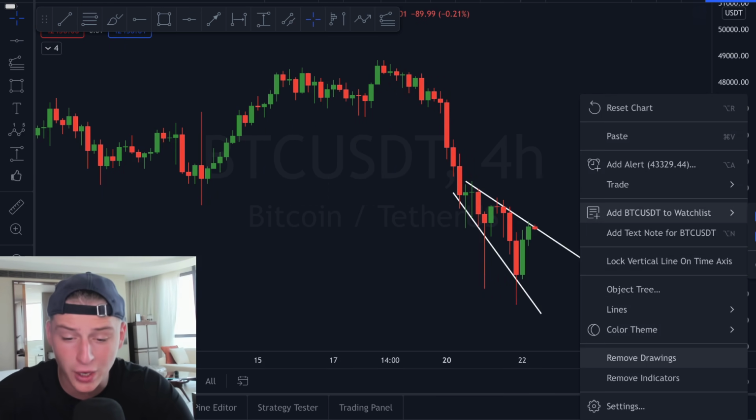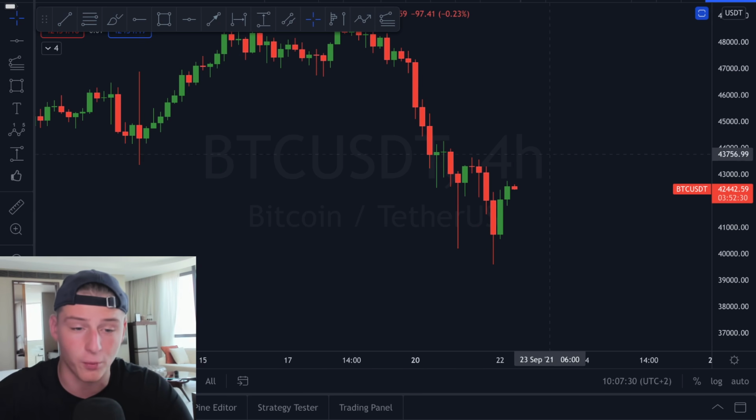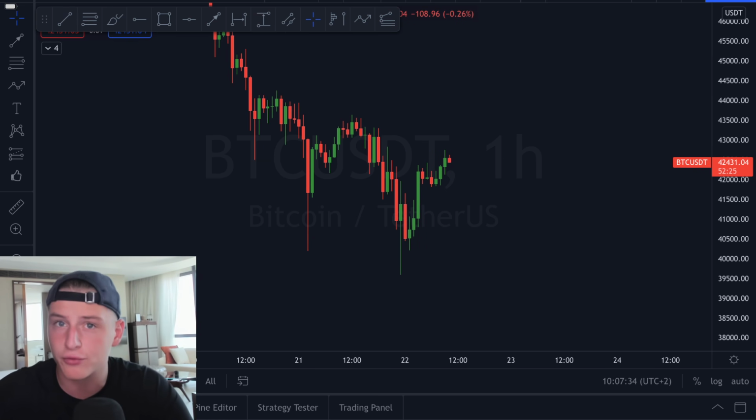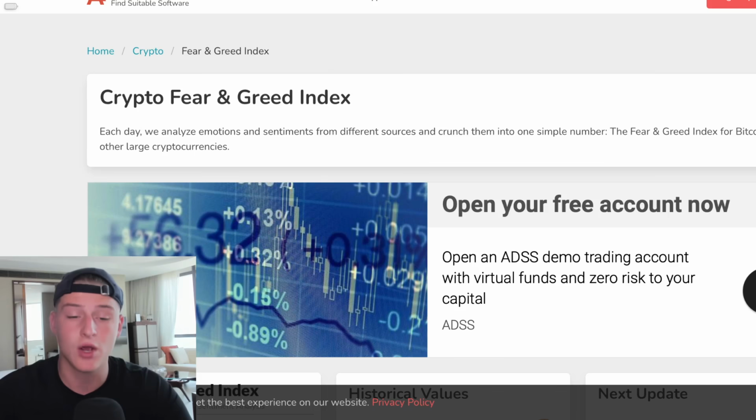So the hourly candles are looking pretty solid at the time of recording right now, in my opinion. Together with the 1 hourly candles, I should start to get a little bit excited about the market.